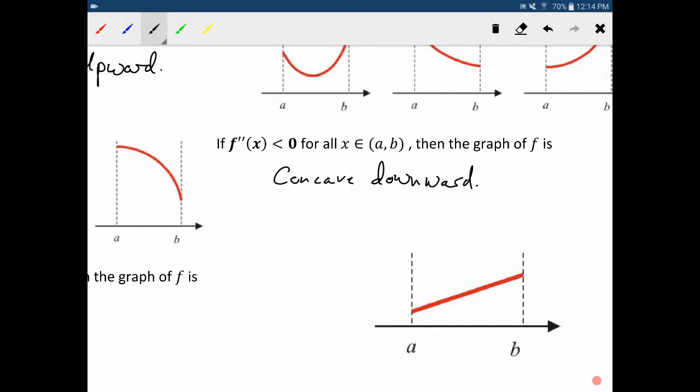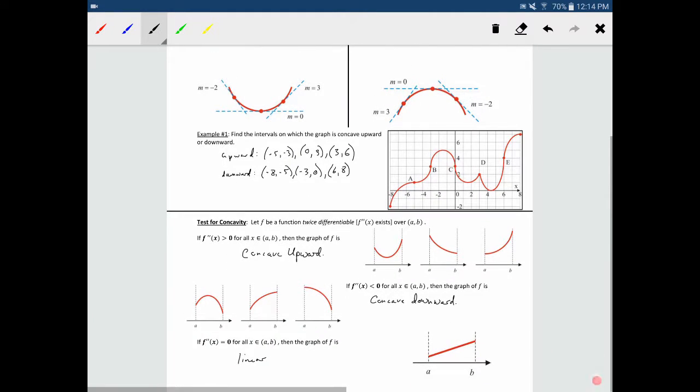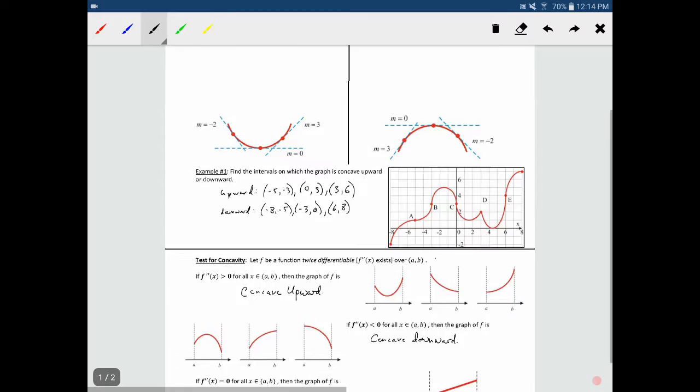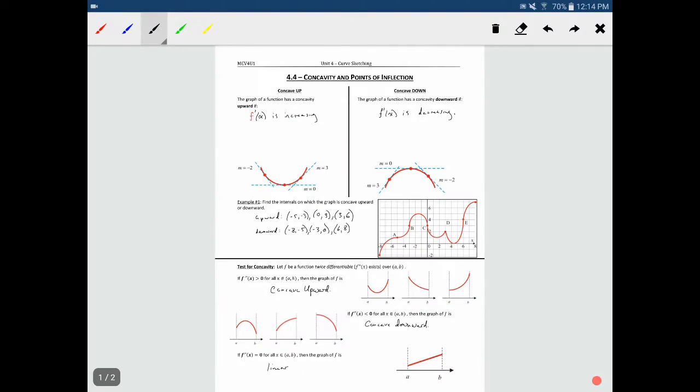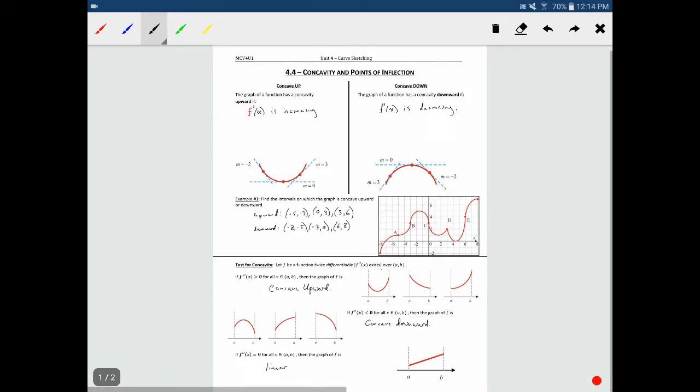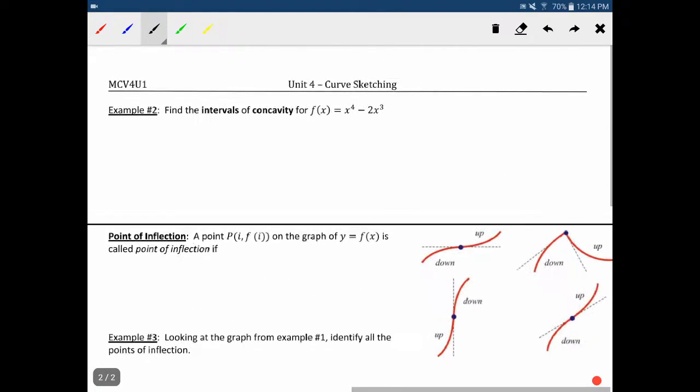All right, so there you go. Let's jump over to the second page here. Oh, no, that's not it. I can never get this thing to work. There we go.